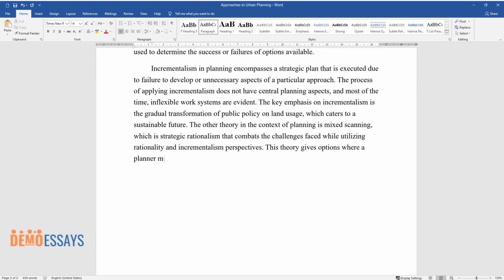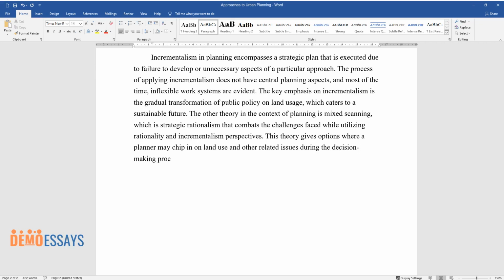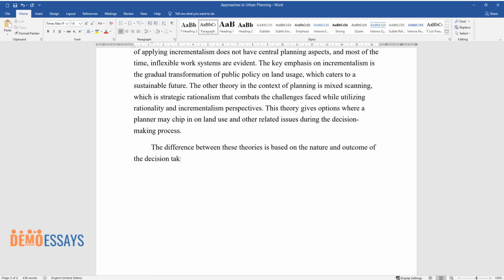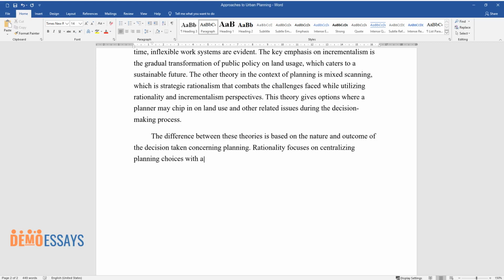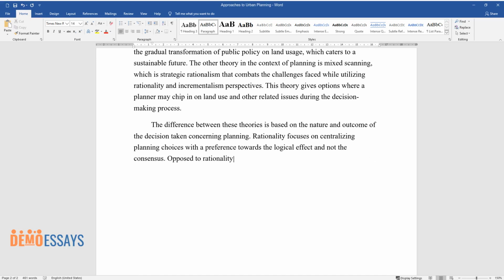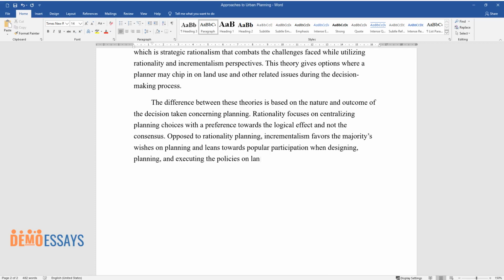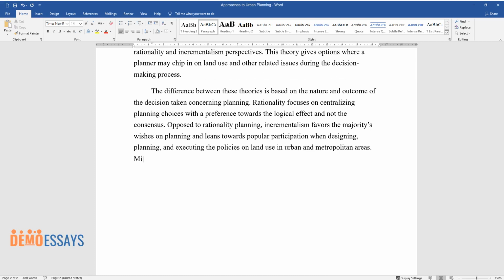This theory gives options where a planner may chip in on land use and other related issues during the decision-making process. The difference between these theories is based on the nature and outcome of the decision taken concerning planning. Rationality focuses on centralizing planning choices with a preference towards the logical effect and not the consensus. Opposed to rationality planning, incrementalism favors the majority's wishes on planning and leans towards popular participation when designing, planning, and executing the policies on land use in urban and metropolitan areas.